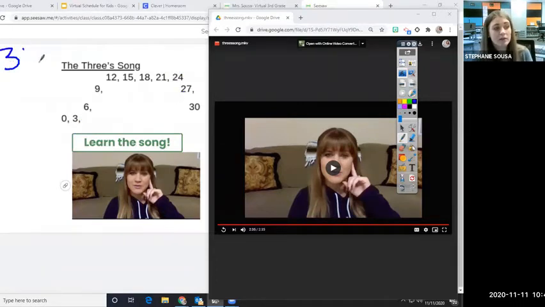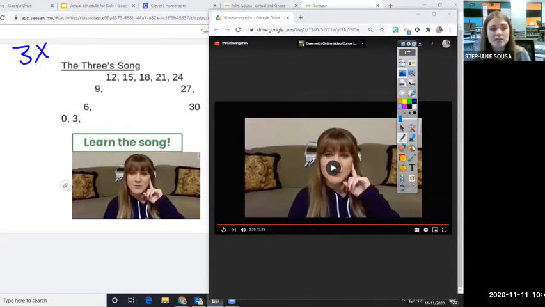Let's look at another one. Let's say you had 3 times 2. You know you're singing the 3 song. You're going to sing 2 lyrics. 3, 6. I said 6. That's my answer. So this is how these songs are useful to you when you are multiplying by 3s.